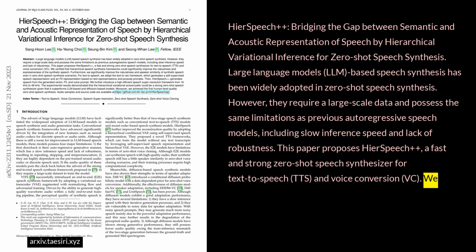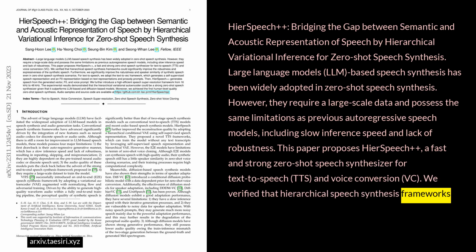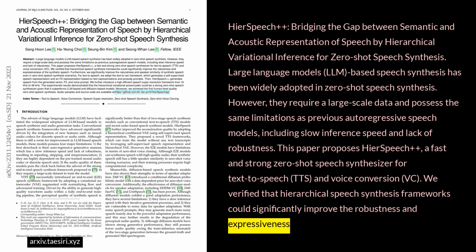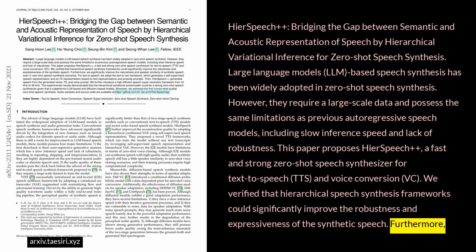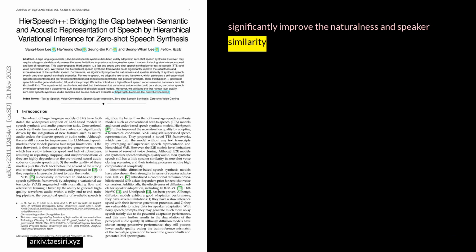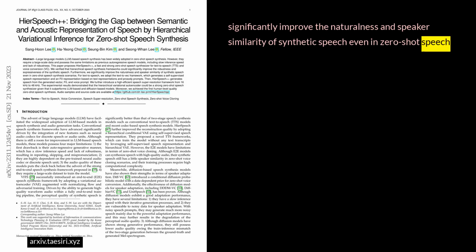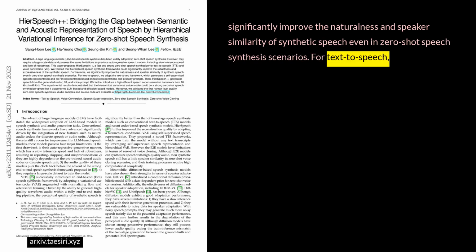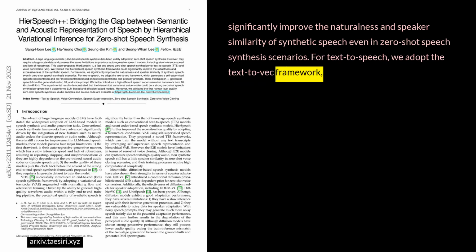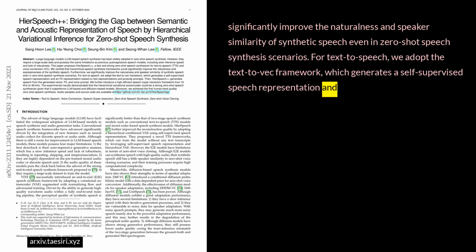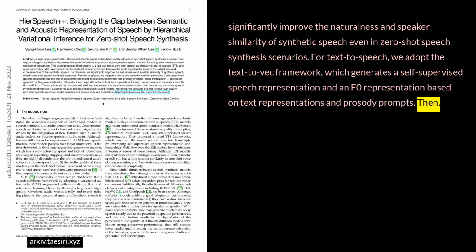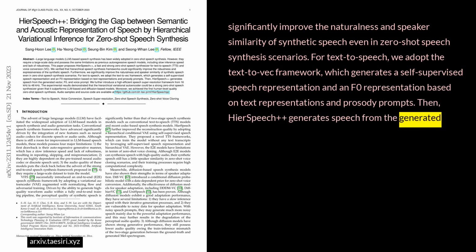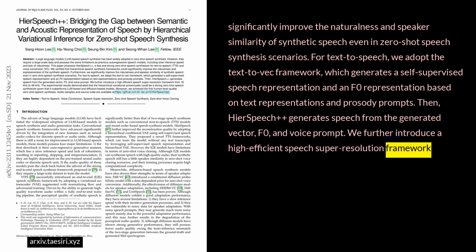conversion (VC). We verified that hierarchical speech synthesis frameworks could significantly improve the robustness and expressiveness of the synthetic speech. Furthermore, we significantly improved the naturalness and speaker similarity of synthetic speech, even in zero-shot speech synthesis scenarios. For text-to-speech, we adopt the text-to-vec framework, which generates a self-supervised speech representation and an F0 representation based on text representations and prosody prompts. Then, HierSpeech++ generates speech from the generated vector, F0, and voice prompt. We further introduce a highly efficient speech super-resolution framework from 16 kHz to 48 kHz.